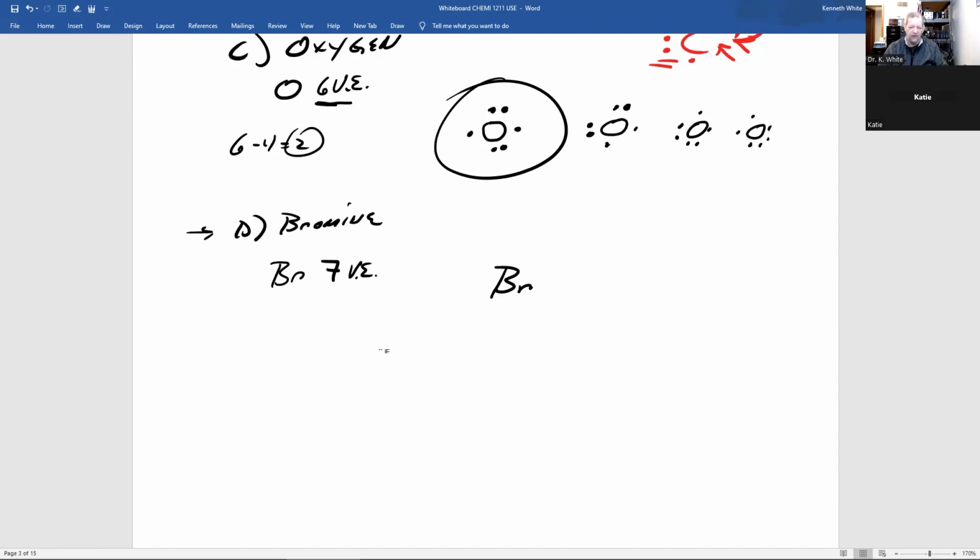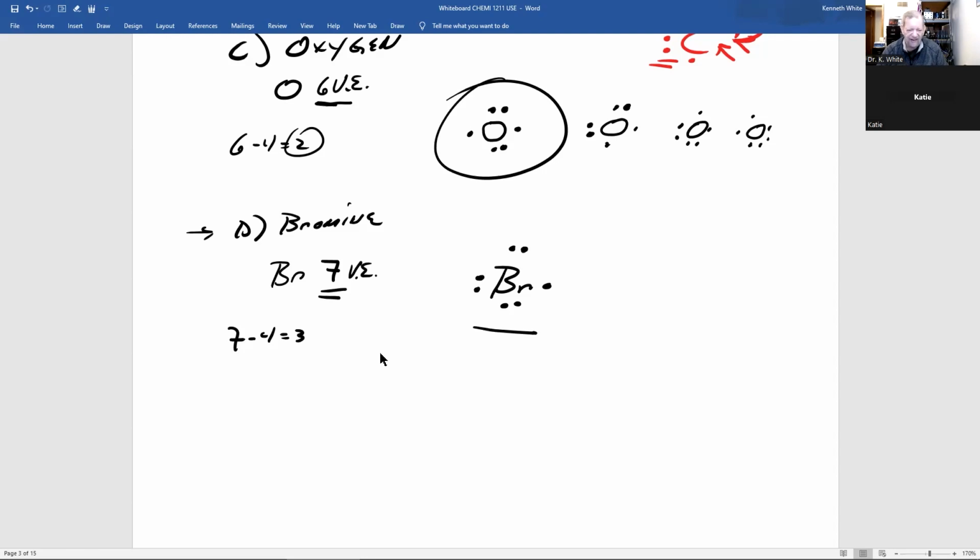All right, let's do it. We have 7 valence electrons. We'll put 1, 2, 3, 4. Well, I've got 3 more to go because 7 minus 4 equals 3. So I'll start doubling up: 5, 6, 7. And this would be one answer.